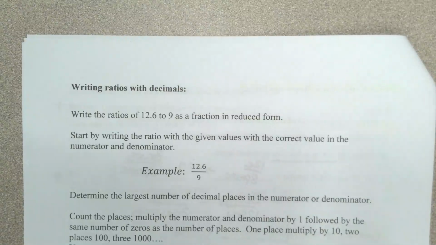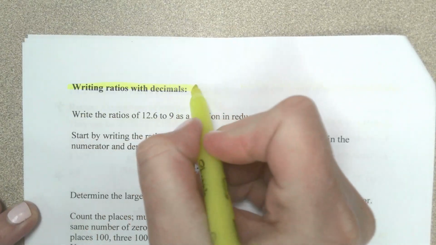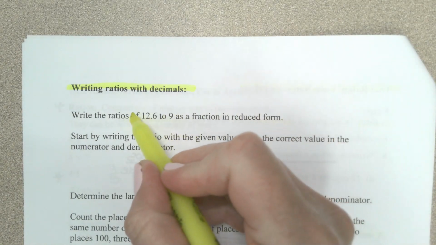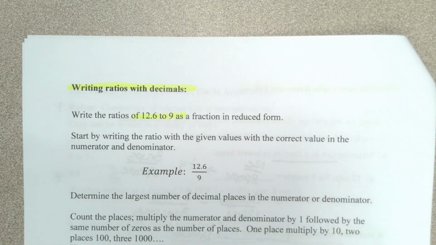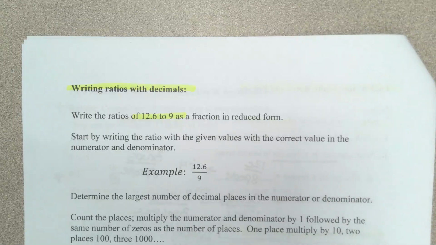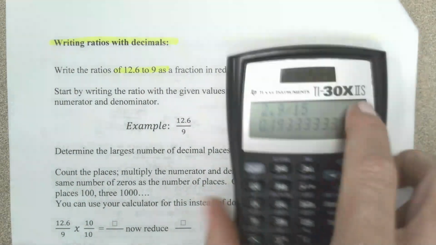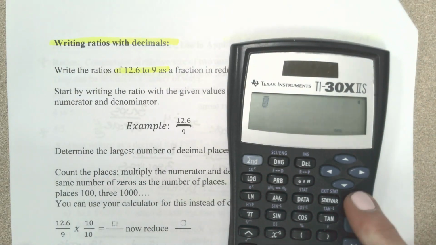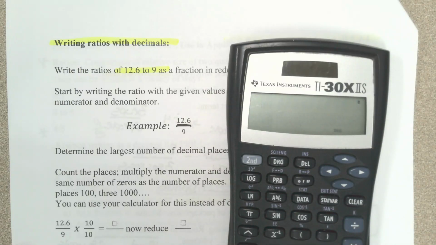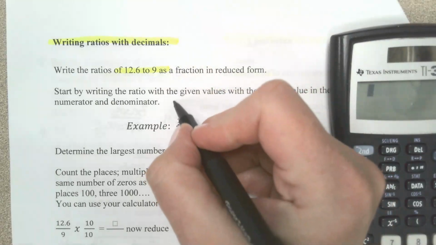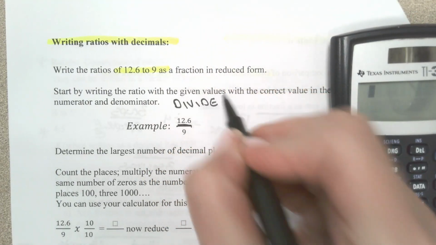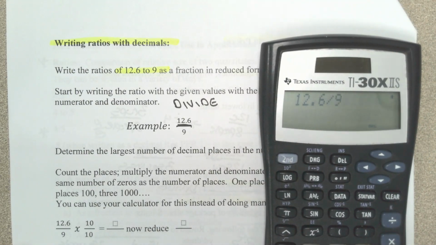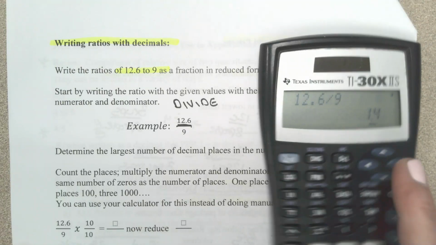Next page, we are going to write ratios with decimals. Write the ratio of 12.6 to 9 as a fraction in reduced form. All right, so we're not going to overcomplicate this. Fractions are division. So when you see a fraction and it wants you to change it into a decimal, the name of the game here is to just divide those two numbers. 12.6 divided by 9 equals 1.4.